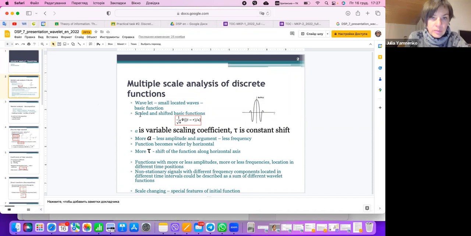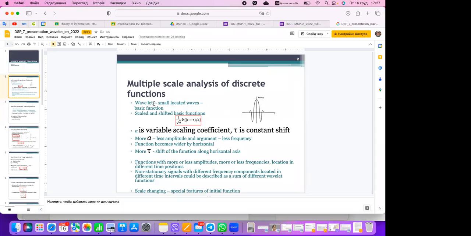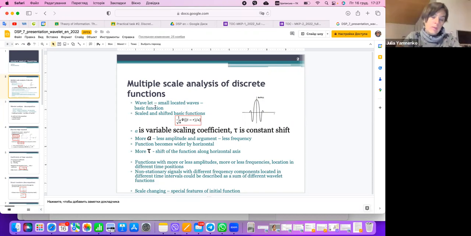So the wavelet is a word that could be divided into parts. The first one is wave, like a pulse, yes? And the let is like something small, yeah? So when these parts are combined together, we obtain wavelet, like a small wave. And this term reflects the idea of wavelet analysis.